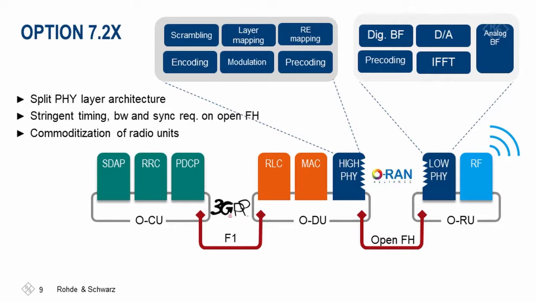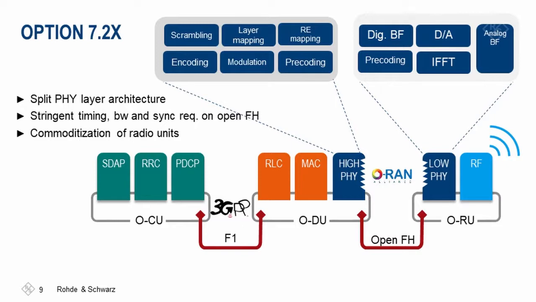Yeah? And also above you can see those functions which are part of the high PHY and the low PHY. It's a split PHY architecture, and stringent timing requirements, bandwidths, and synchronization requirements are on the open fronthaul, because the two parts of the physical layer have to operate in tandem in order to have those beams formed perfectly. Yeah. And then we have, as usual, the 3GPP F1 interface between the distributed unit and the centralized unit.